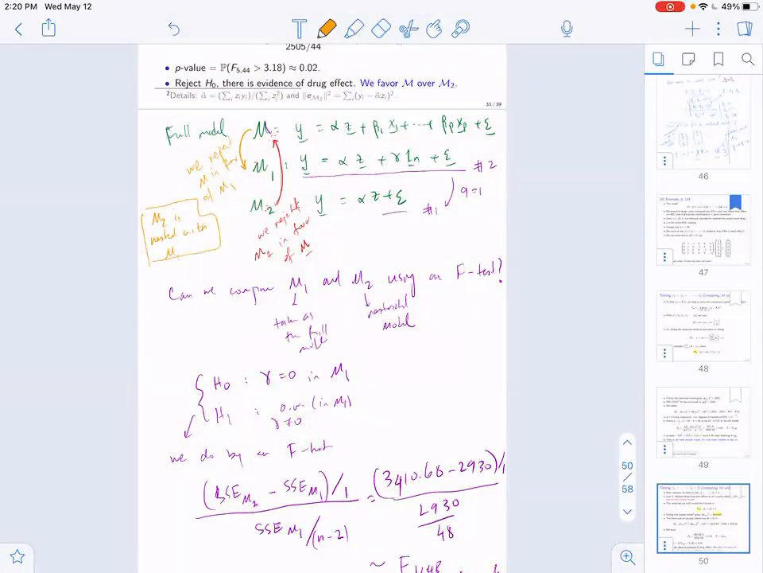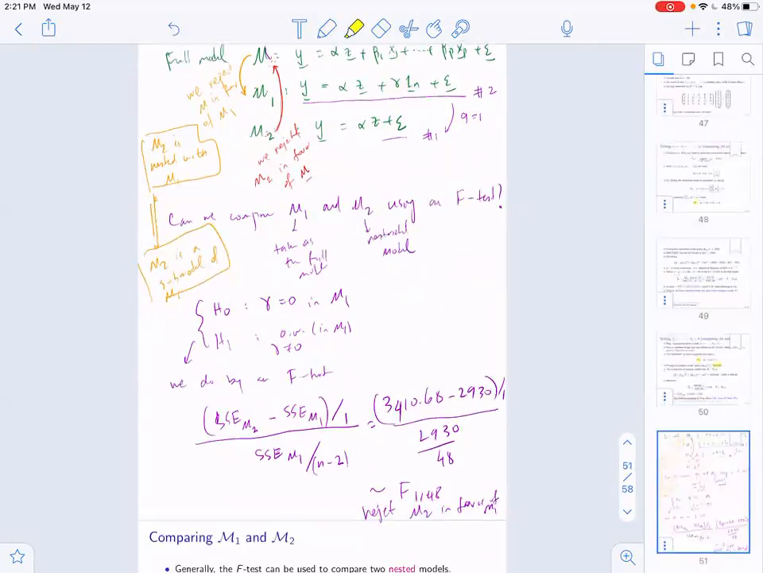Or in other words, M2 is a submodel of M1. So this is key for being able to do an F-test. Being a submodel, or being nested, means that I can get M2 from M1 by setting some constraints on the parameters. So if I constrain the parameters of this, I can get this. And this is indeed the case. The only constraint that I need to put is that gamma is 0. This is a very trivial constraint. But by setting gamma equal to 0 in this model, I get this. So M2 is nested within M1.